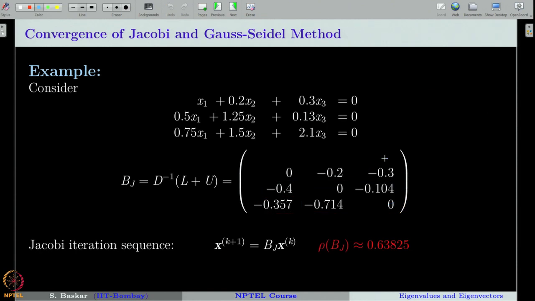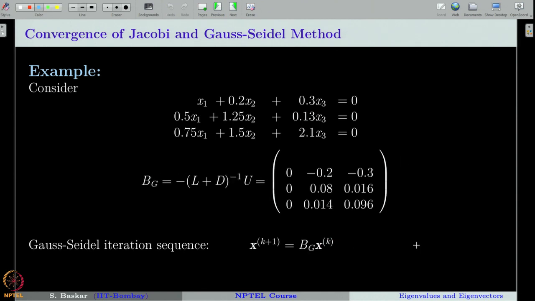In fact, you can use the power method to compute the spectral radius also. In this case, the spectral radius of Bj is 0.63825 and so on. Well, the convergence may be a little slow, but still the Jacobi method converges. Without going to the explicit calculation of the Jacobi iteration, we can conclude this either by using the power method or, more easily, by using the Gerschgorin disk theorem.